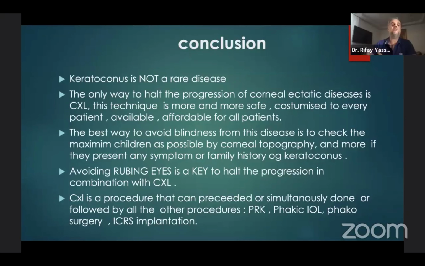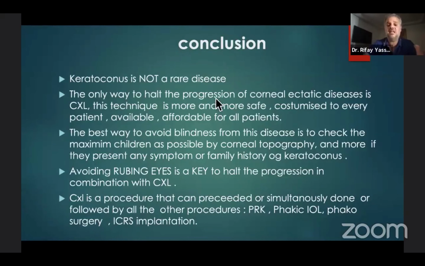This technique is more and more safe. It's customized to every patient, available, and affordable for all patients. The best way to avoid blindness from this disease is to check the maximum of children. We now see a lot of kids with advanced keratoconus at 11, 9. I cross-link every week a kid between 9 and 13, as early as possible by corneal topography, and more if they present any family history of keratoconus.